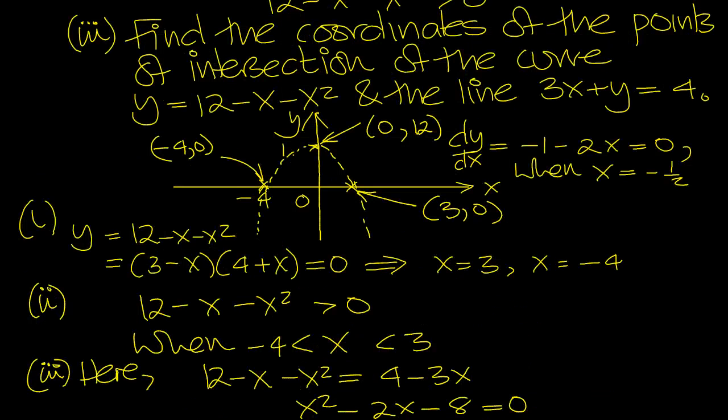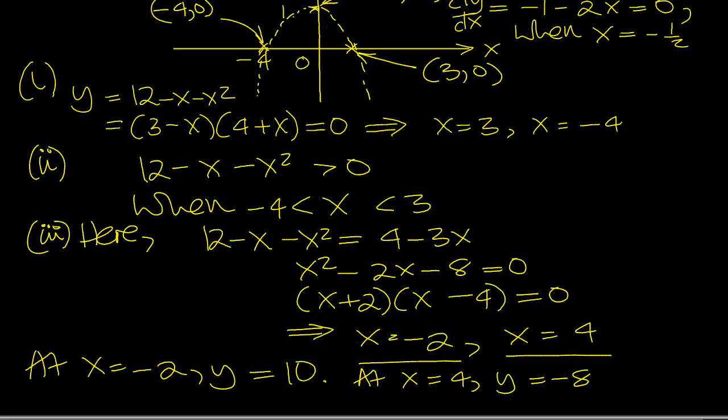So let's look back at the question then. Find the coordinates of the points of intersection. So those are the points of intersection, minus 2 and 10, and 4 and minus 8.